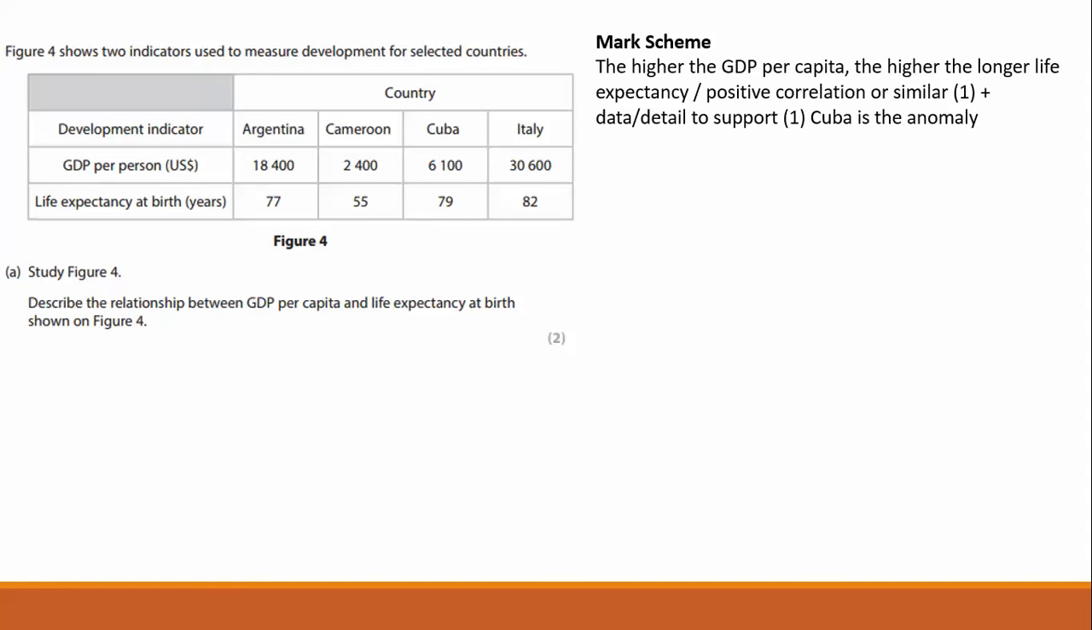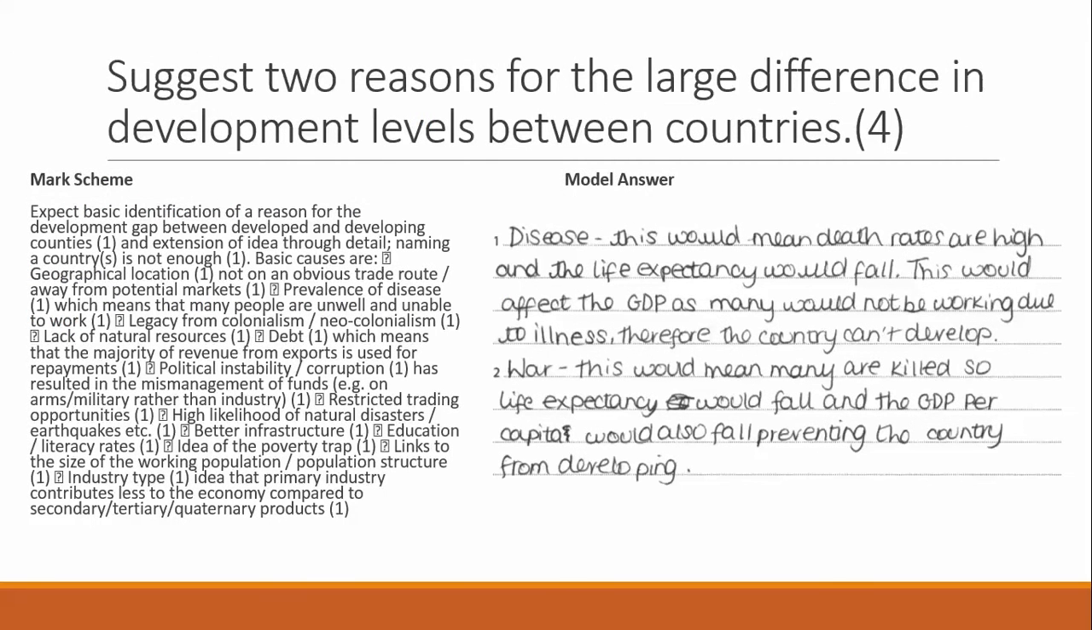The next question was: suggest 2 reasons for the large differences in development levels between countries. Lots of different ideas available here. You can see in the mark scheme on the left hand side the vast number of options that you've got. Location, disease, colonialism, debt, political instability. The list is fairly substantial, and most of you got 4 marks on this question because you were able to come up with an idea and then develop it.